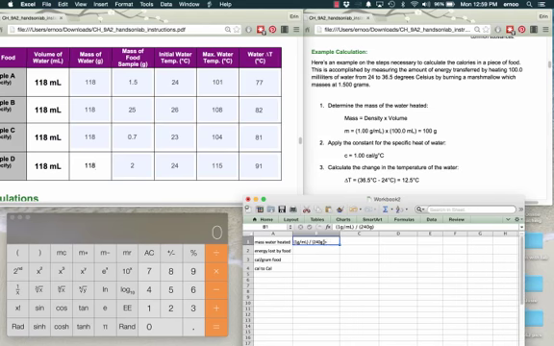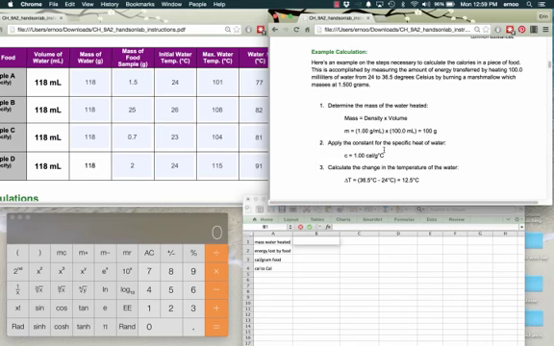Okay, this is a video to help you with the calculations for the heat and calorimetry lab. I have the PDF worksheet open to page 2 and page 3. They do give you one example, but I'm going to walk you through another example using this data right here.